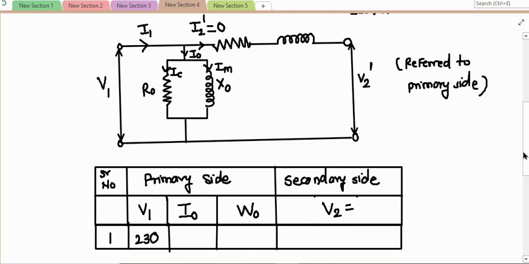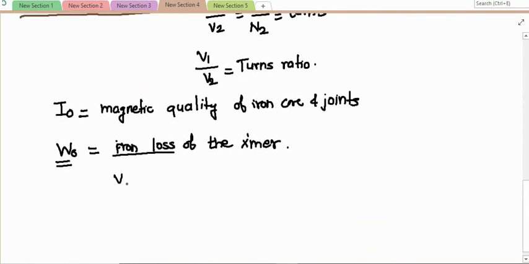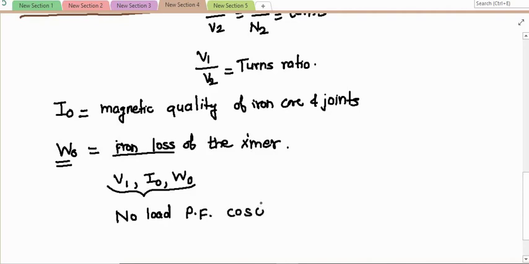Okay, so from this reading, what are the readings that we have? We have V1, we have I0 and we have W0. From these three readings, let us see what we can calculate. We can calculate the no load power factor. Let that power factor be denoted by cos of phi 0.